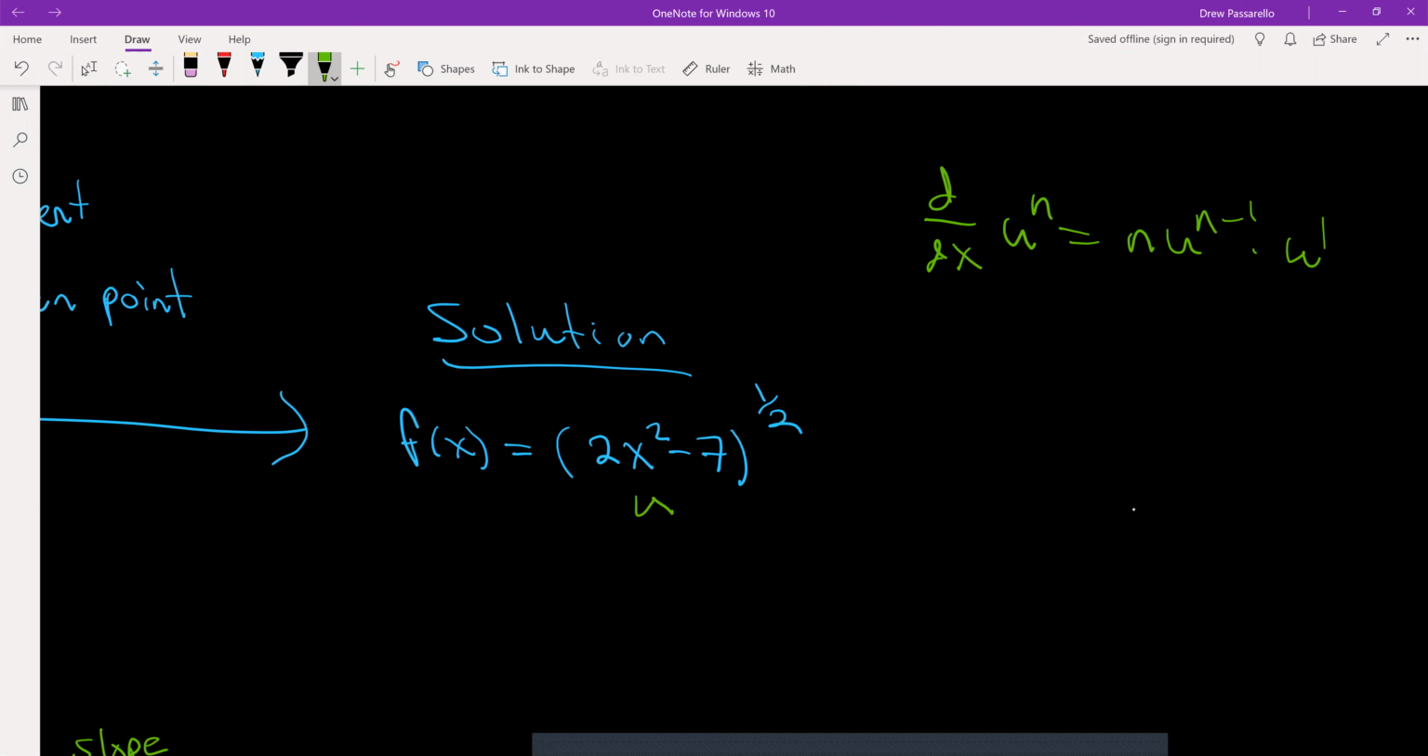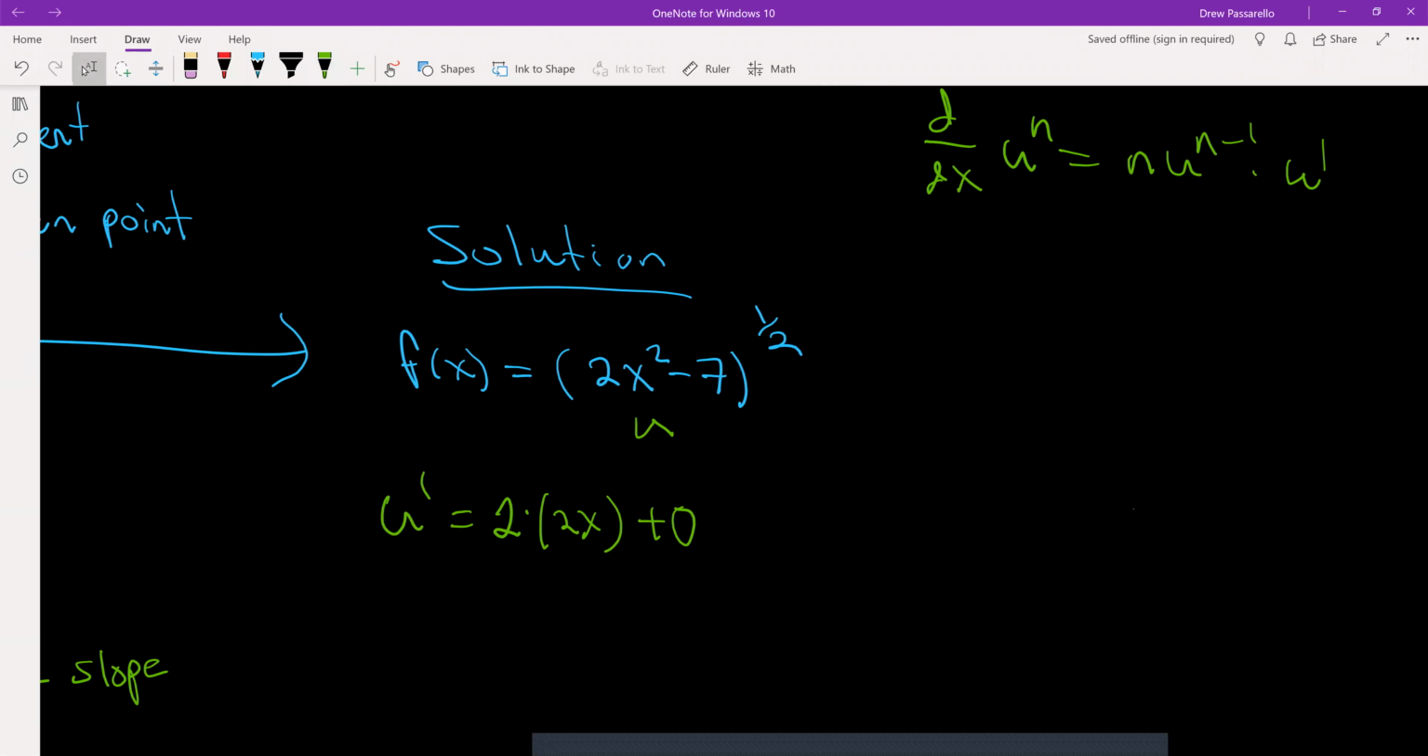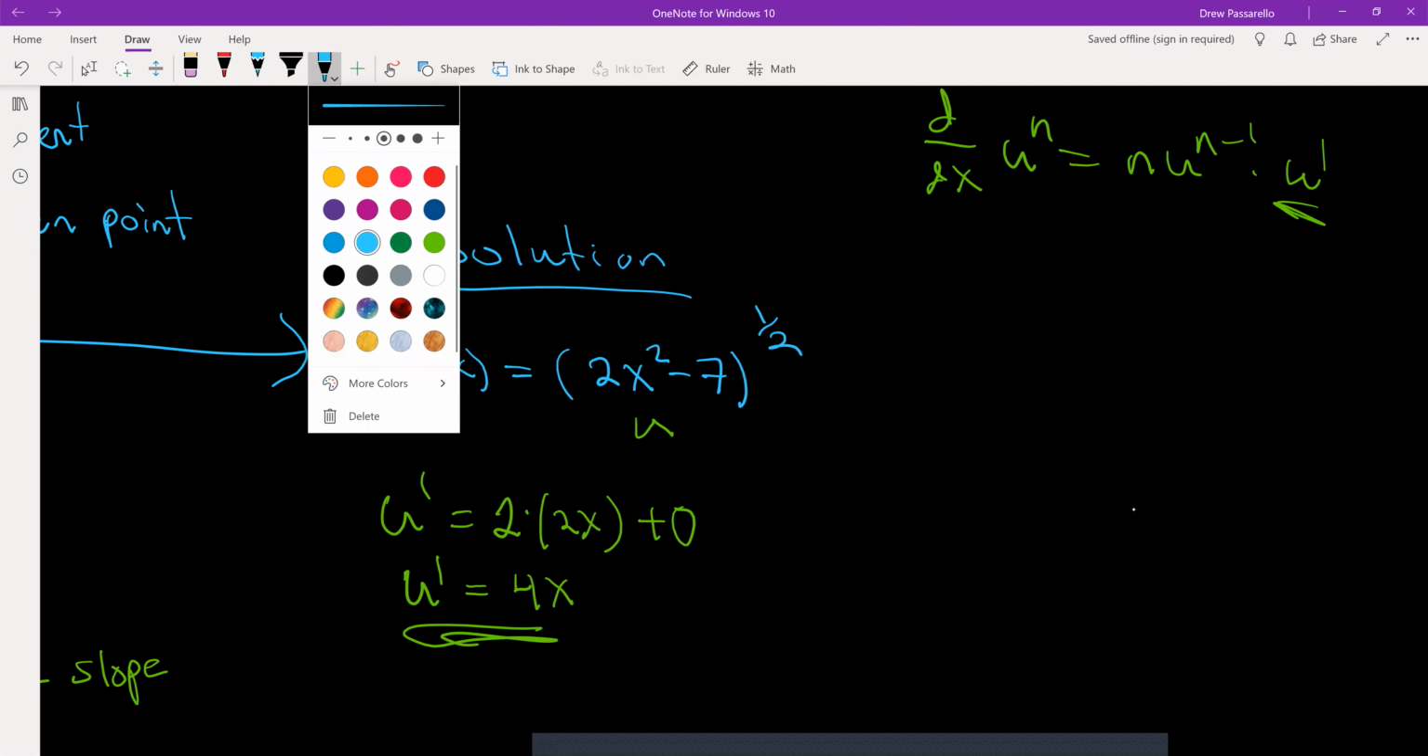So u prime is the derivative of 2x squared minus 7. That's going to be 2 times the derivative of x squared, which is 2 times x, and then minus 7 would be plus 0, because that's a constant. So u prime is 4x. That's what u prime is, and that's what I multiply it by, the derivative of the inside function.